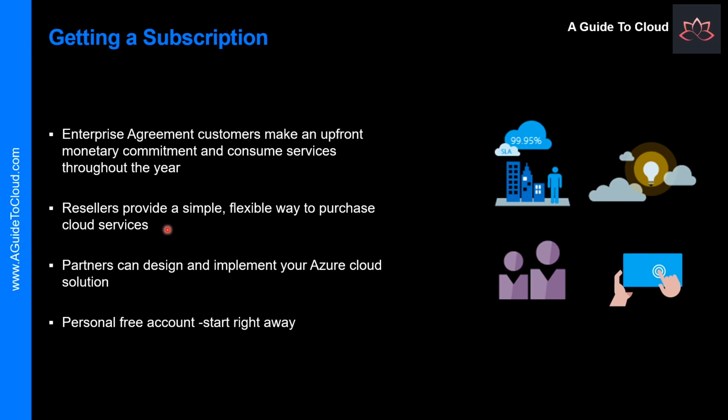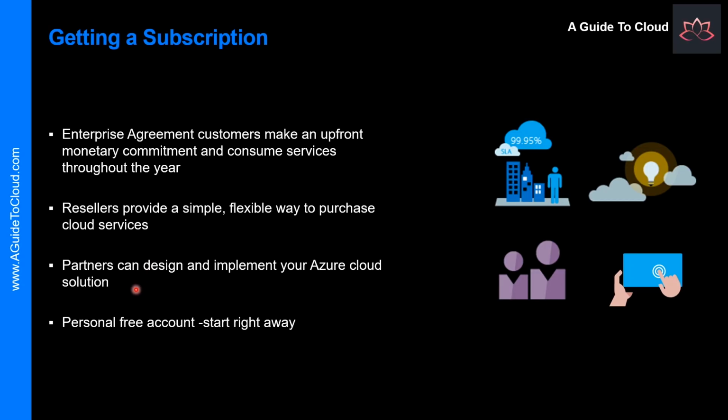Another way to get an Azure subscription is to contact an Azure reseller. You can purchase Azure through an open licensing program, which provides a simple and flexible way to purchase Microsoft Cloud services. Next option is to get Azure via a partner. So you can find a partner who can design and implement your Azure cloud solution. These partners have the business and technology expertise to recommend solutions that meet unique needs for your business.